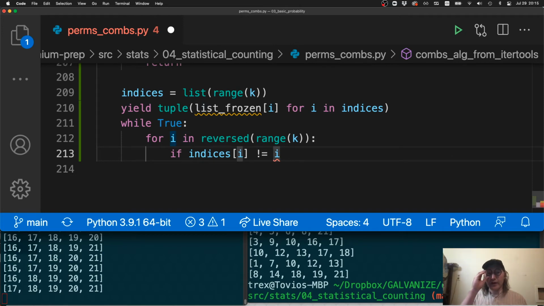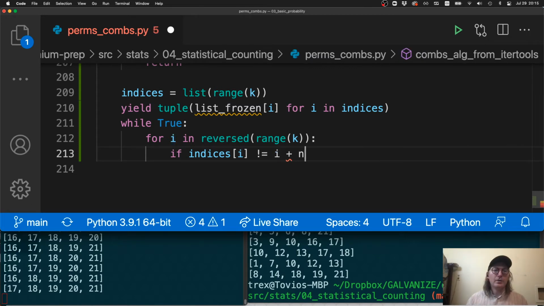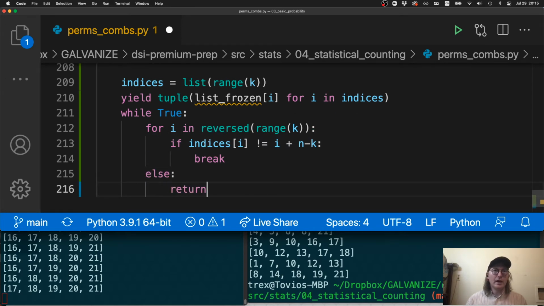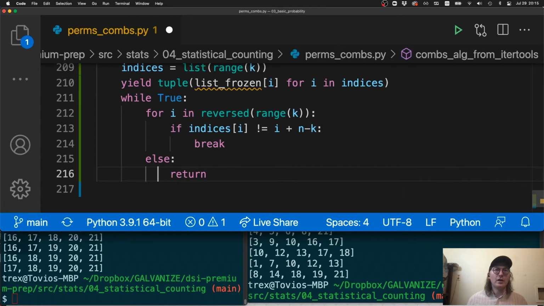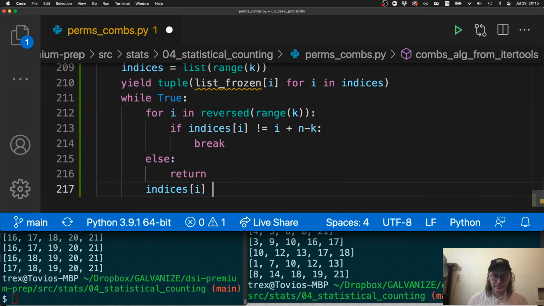And it's sort of like, as long as indices sub I is not equal to I plus n minus k, then if that is not the case, we're going to break out of this for loop. And then we do have a return. This is our end when we get down to it. So we're expecting this for loop to run until we've exhausted our possibilities.